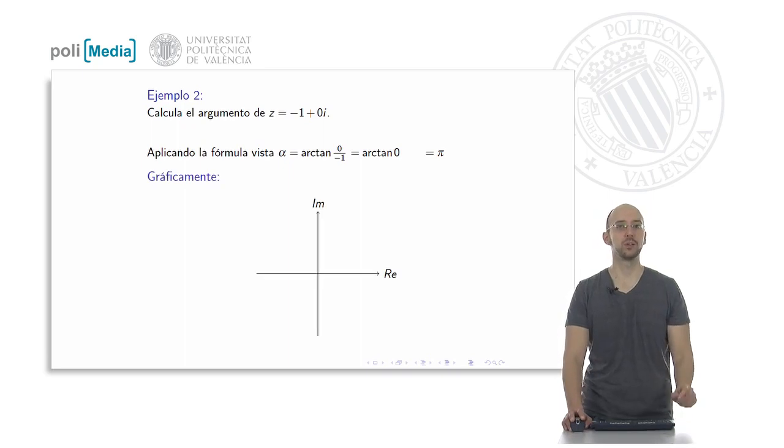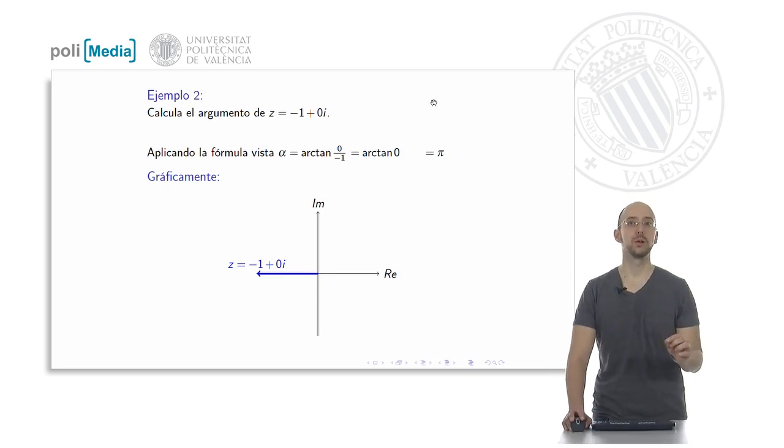Let's check it. Notice. In the graph, if we represent the complex number, it is at minus 1 plus 0i. That is, it is on the real axis, but in the negative part. Conclusion. What angle does this complex number form with respect to the real axis? Very easy. An angle of pi radians.